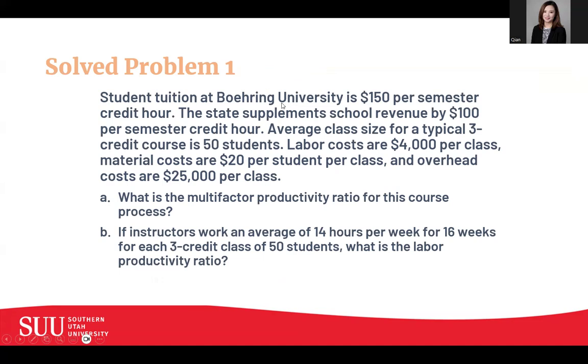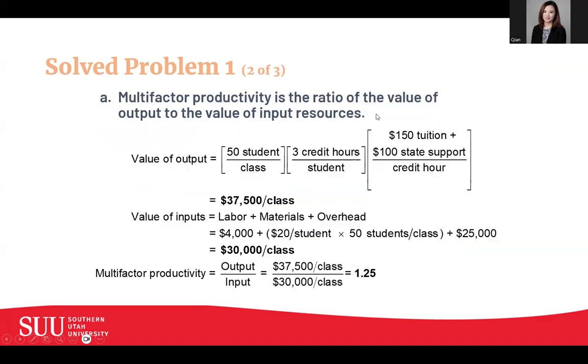But for the output, what do you earn for this cost? Except for the tuition, 150 per credit hour, you also get some supplements from the state, which is 100. So the total output will be 150 plus 100, because this is per credit hour, and this course is 3 credits, times 50. So this is the total output, and this is all the inputs, and then the productivity is output over input, which is 1.25. Again, we cannot say 1.25 is good or not.